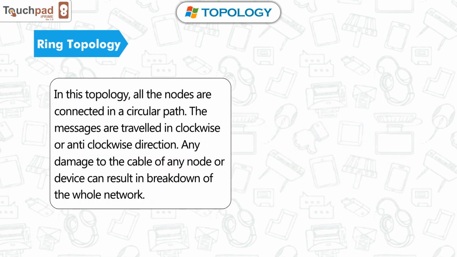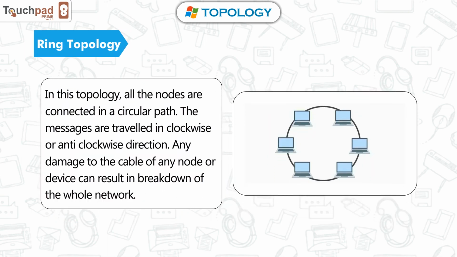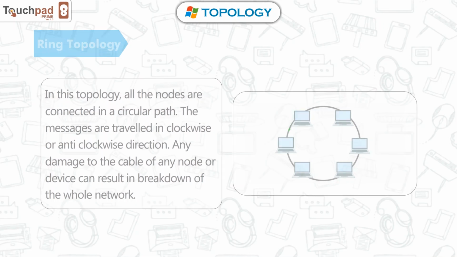Ring topology. In this topology, all the nodes are connected in a circular path. The messages travel in a clockwise or anti-clockwise direction. Any damage to the cable of any node or device can result in breakdown of the whole network.